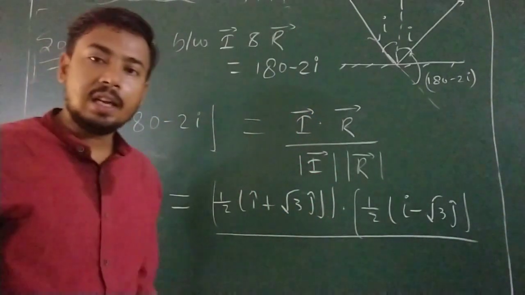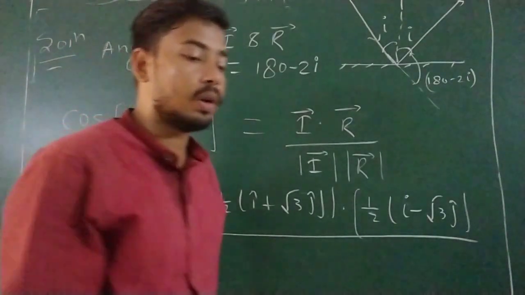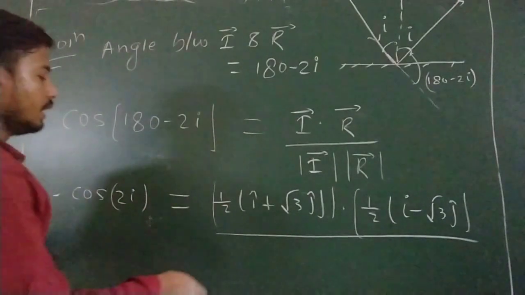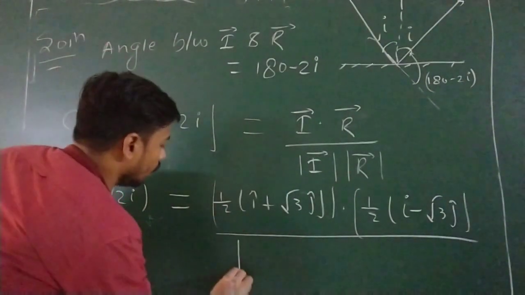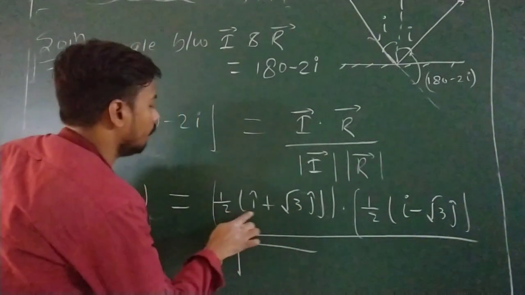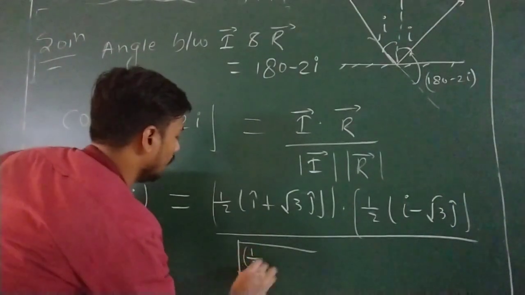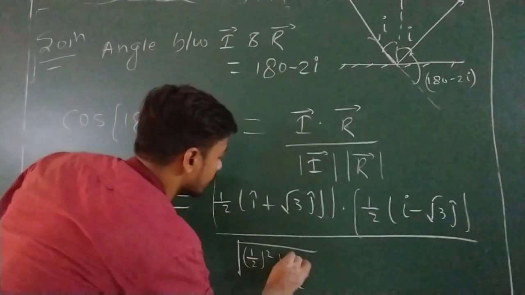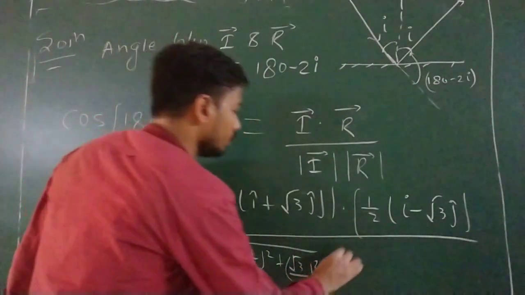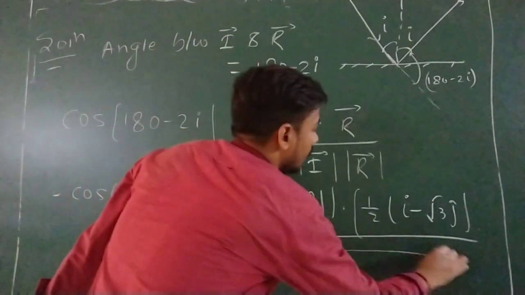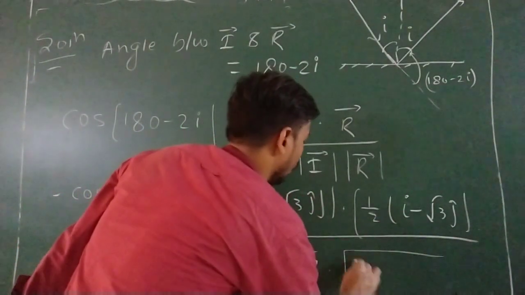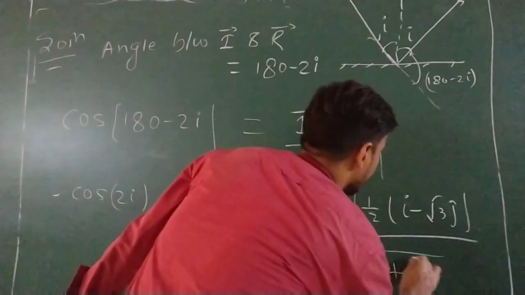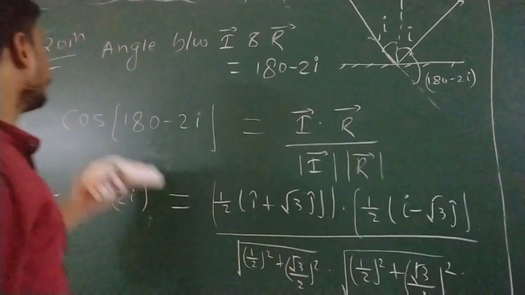In vector algebra we have studied how to calculate the mod: under root a square plus b square. So this becomes under root of 1 by 2 whole square plus root 3 by 2 whole square, into, again, 1 by 2 whole square plus root 3 by 2 whole square.